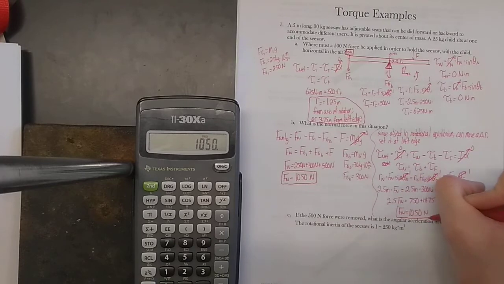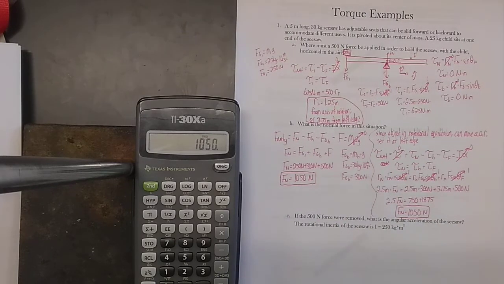So this is nice proof, or at least very strong evidence, that you can move the axis of rotation around when the object is not accelerating, when it's in rotational equilibrium, and you can figure out what the normal force is and everything works, because we got the same answer doing a torque analysis as a forces analysis.